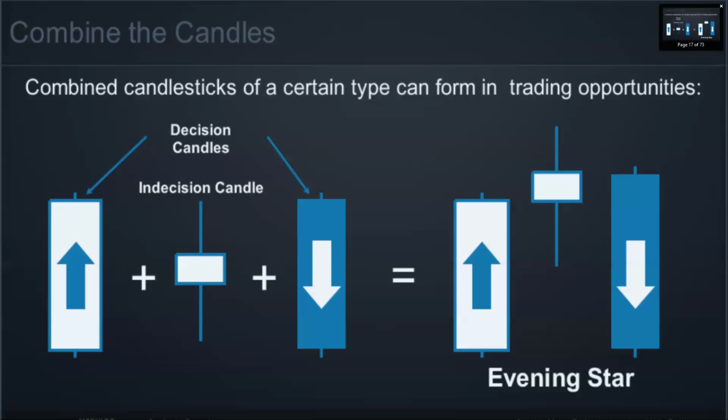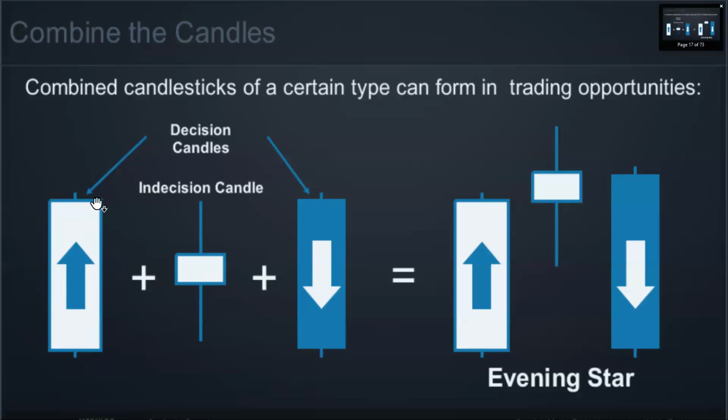Okay, so I want you to understand this candlestick pattern. This is the evening star. Evening star is a bearish candlestick pattern. So it goes like this: a bullish candlestick is formed, followed by an indecision candlestick, and then followed by a bearish candlestick.